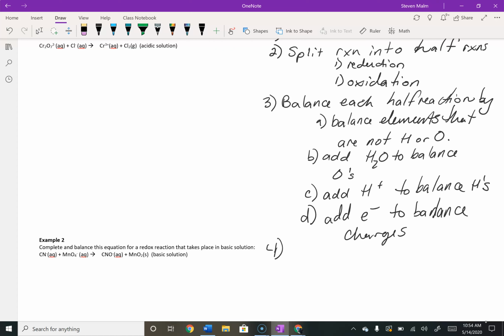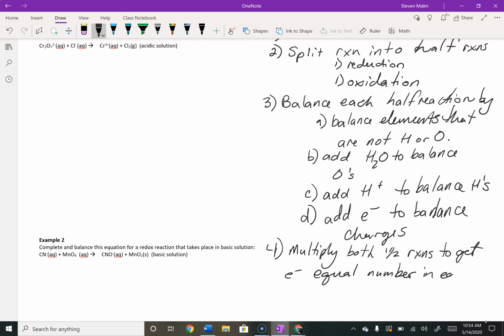Oops, nope, that's not the next one. The next one is to multiply both half reactions, if necessary, to get electrons equal number in each reaction.